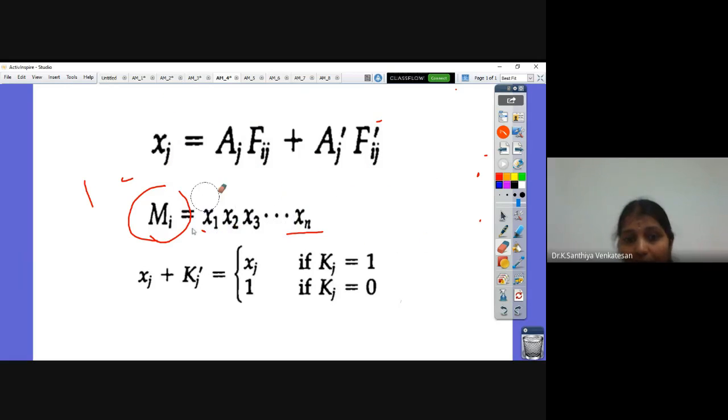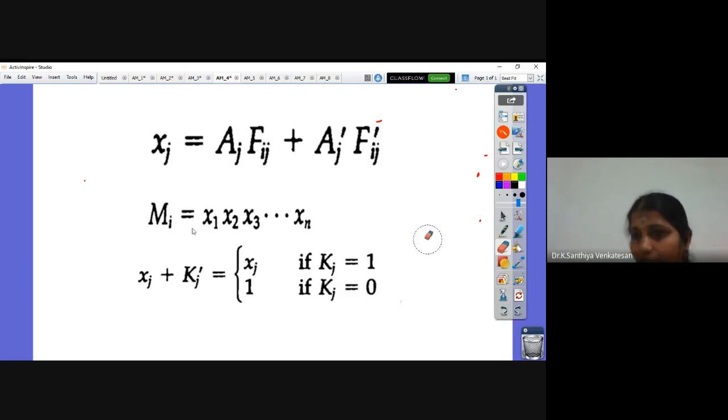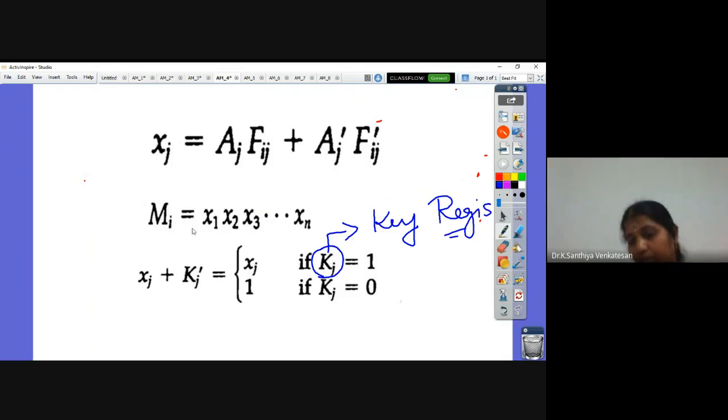And the next important condition, I don't want to confuse you much. You just understand why this particular representation is being given. And kj, what is kj? K stands for key register, and A stands for argument register, isn't it? If your kj is equal to 1, then only when the key register is 1 will we be doing the comparison. And if the comparison is okay, then your xj will be written.